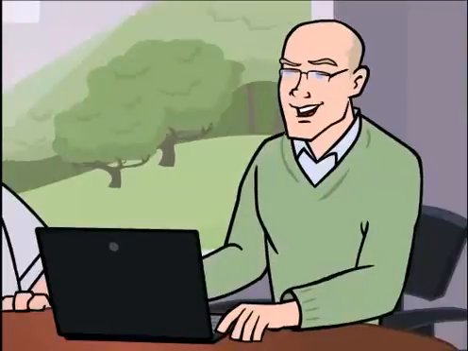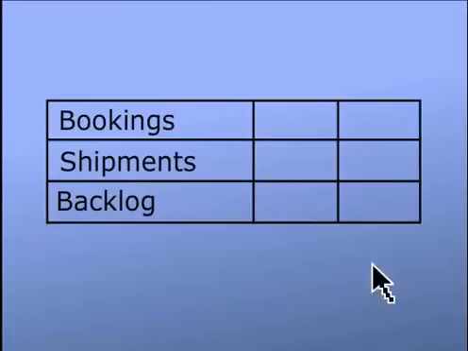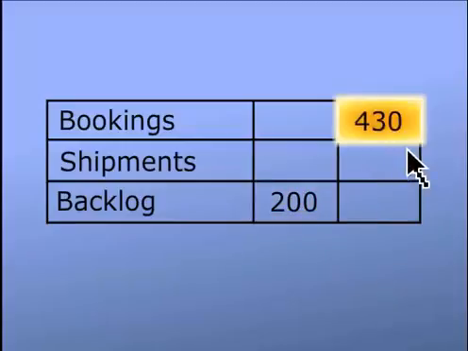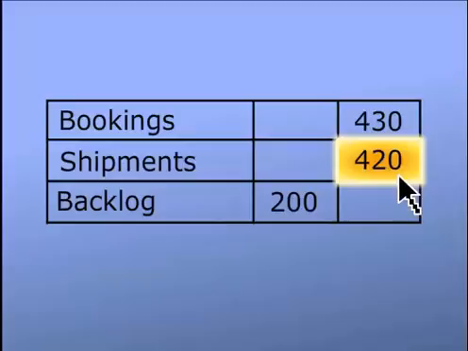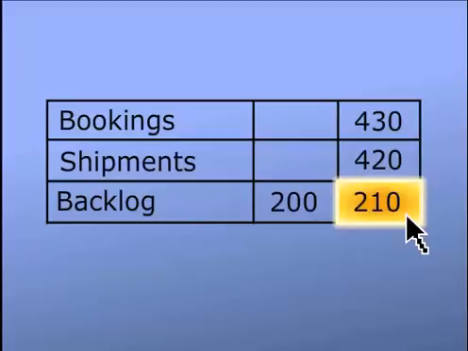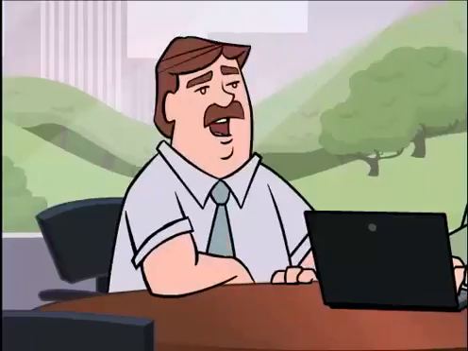For example, let's say our opening backlog was 200 units. And then we booked orders for 430 units and shipped 420 units. We added 10 units to the backlog and ended with 210 units. That's pretty straightforward, but I'm not sure what it tells me.